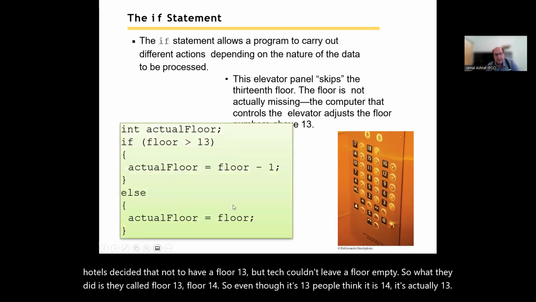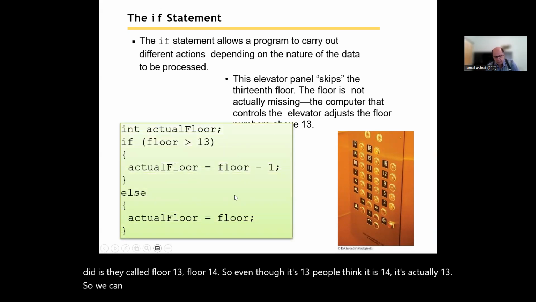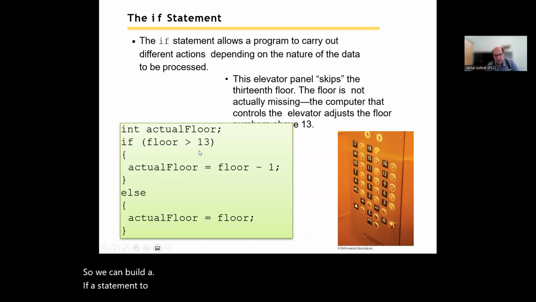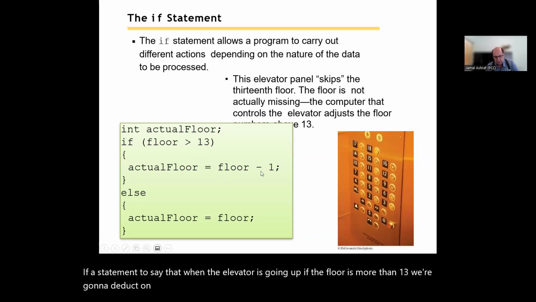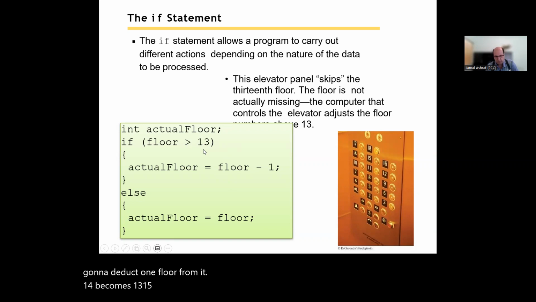So we can build an if statement to say that when the elevator is going up, if the floor is more than 13, we're going to deduct one floor from it. So 14 becomes 13, 15 becomes 14, and so on. Otherwise, it's going to be the exact same floor. So floor 5 is 5, and so on.